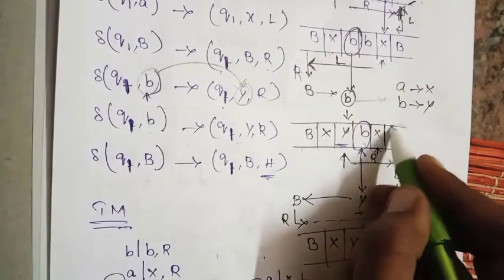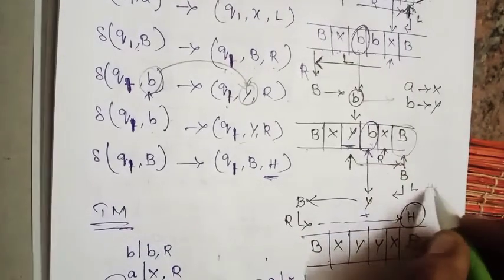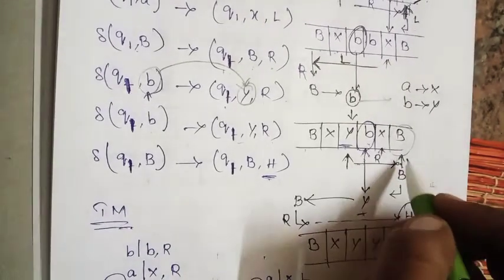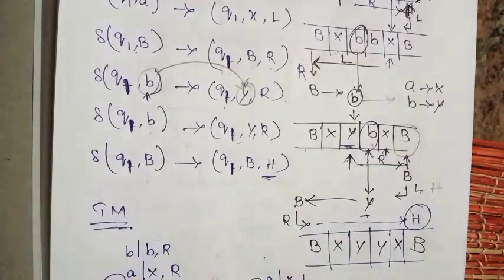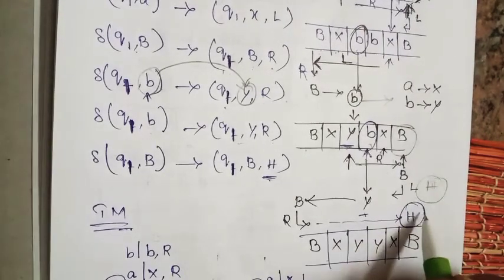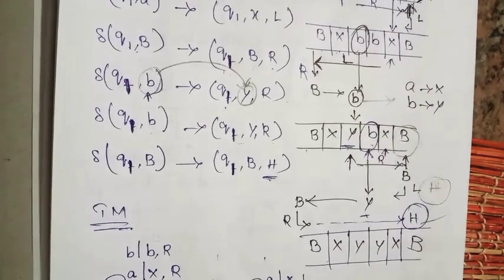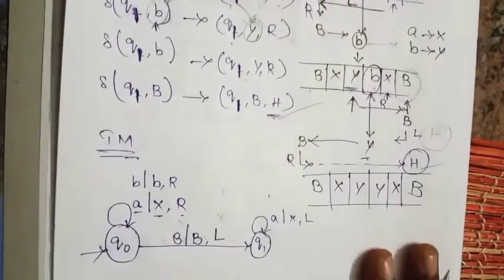So for that blank space we are naming it as a halt state, because after this blank state there are no input symbols to change their places. So at last it will reach the halt state. This is the halt state. So at last this is our transition functions.